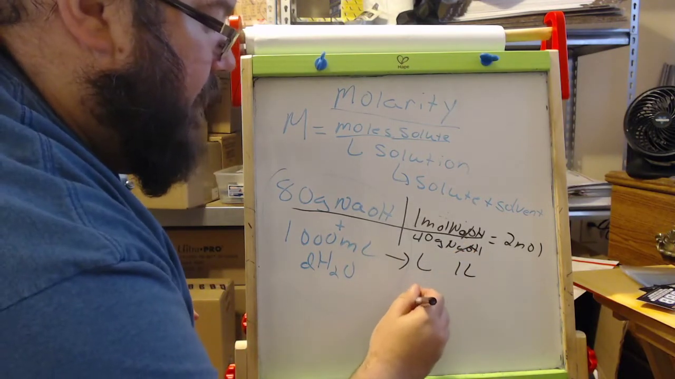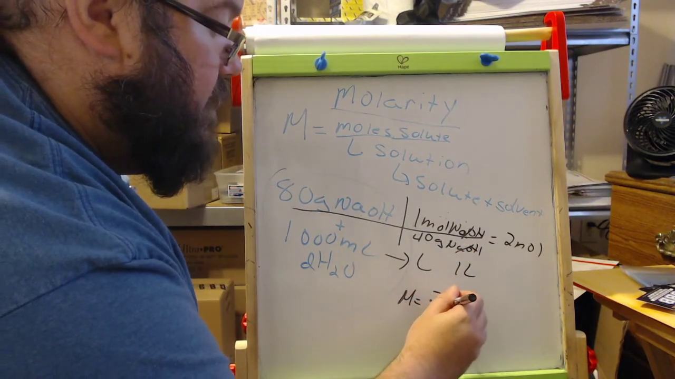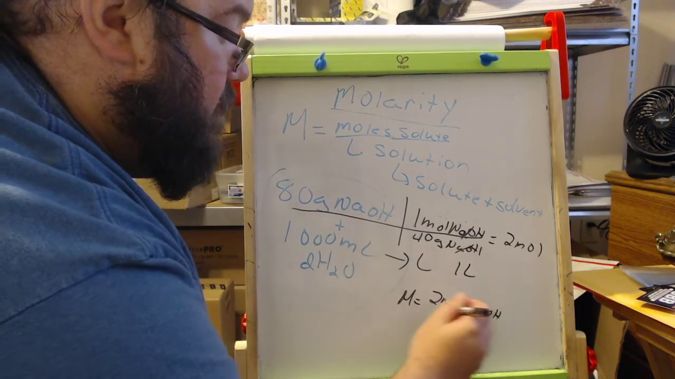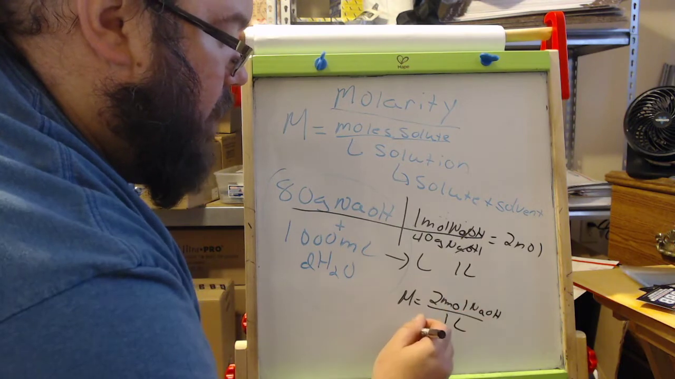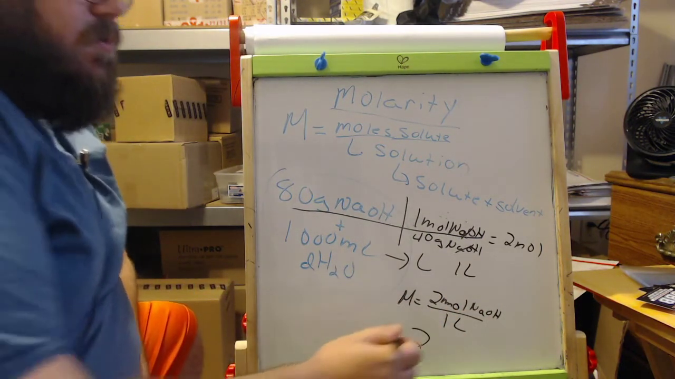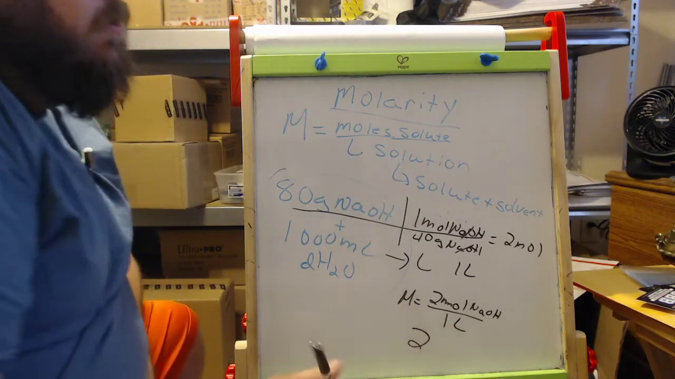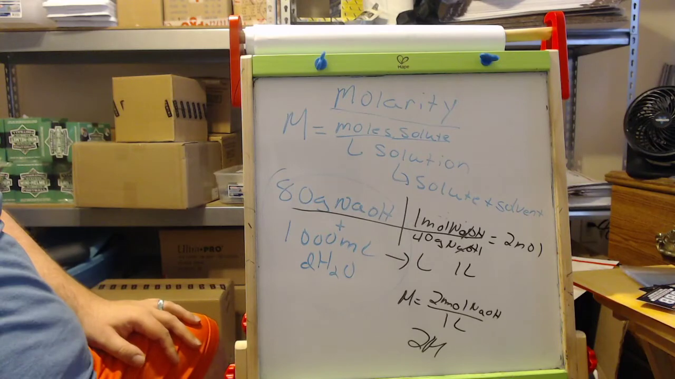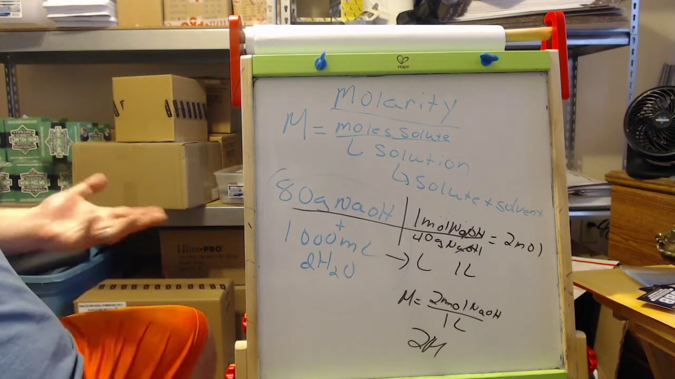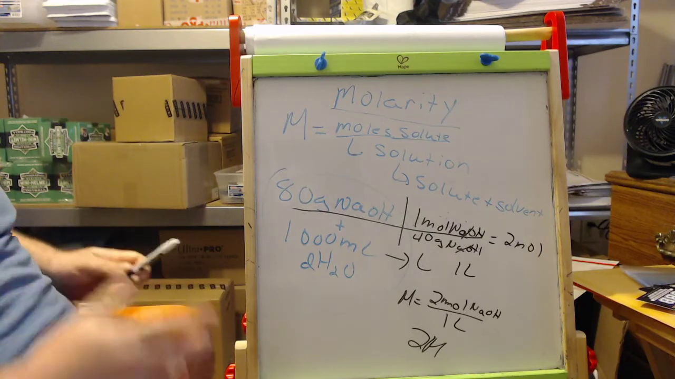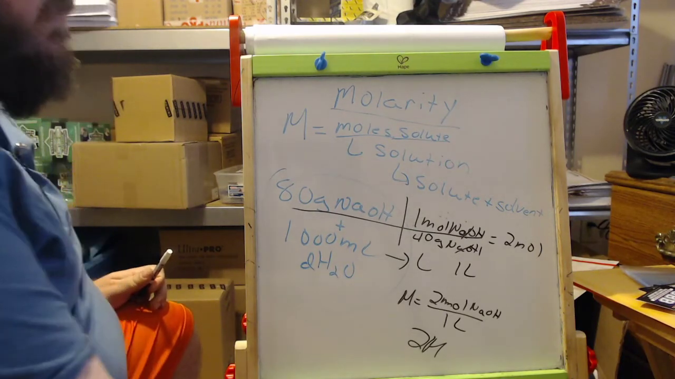So to find the molarity of this solution, it would be 2 moles of sodium hydroxide over a liter of solution, or what we would say is 2 molar, or just 2 big M. And that tells us that roughly for every liter of this solution we have 2 moles of sodium hydroxide dissolved in it.